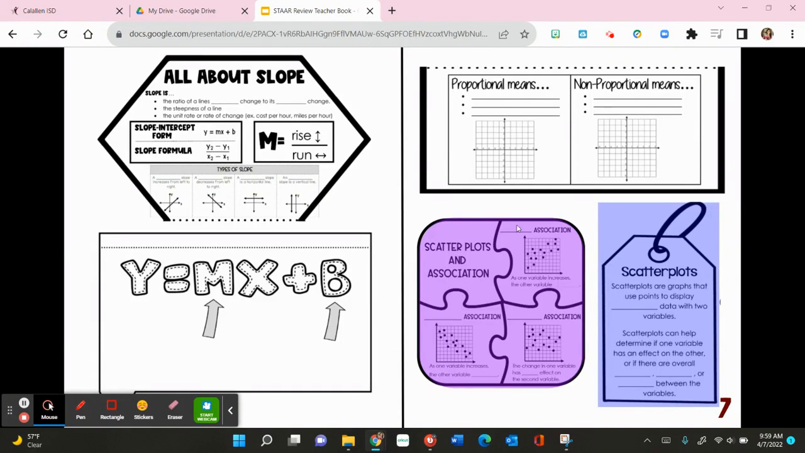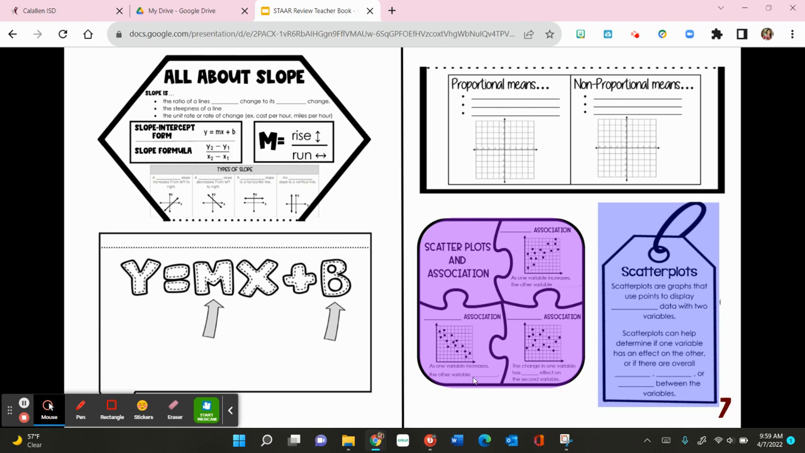Going to be covering Scatterplots, and you have two foldables for today. So first you have Scatterplots on association. So this should be glued on the bottom left side of page 7. And then your Scatterplots foldable will be glued on the bottom right of page 7.